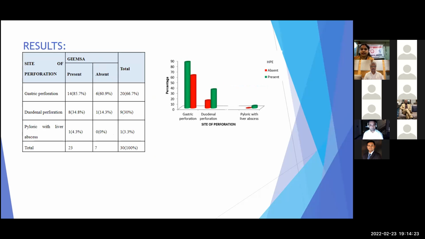This graph in the table represents the presence of infection in 14 patients out of a total of 20 in the gastric perforation. With the help of Giemsa staining, 85.7% were identified with Helicobacter pylori infection, and in the duodenal region, 34.8% were identified with Giemsa staining.